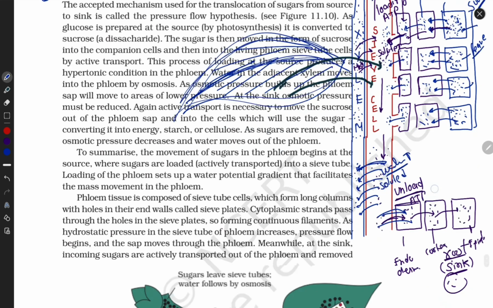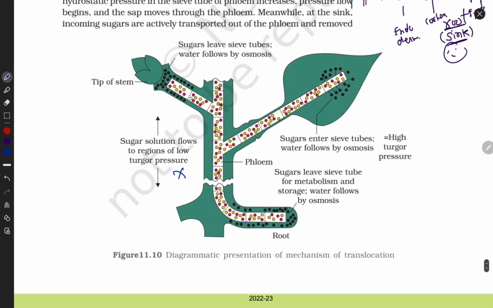Let me draw a flow chart for you. Now you can understand better. Here, food is synthesized. Look at the molecule here. Food is synthesized. This area works as a source. Sugars enter sieve tubes. Water flows by osmosis. Now what happens? Here lots of solute is collected. In the phloem part, lots of solute is collected.